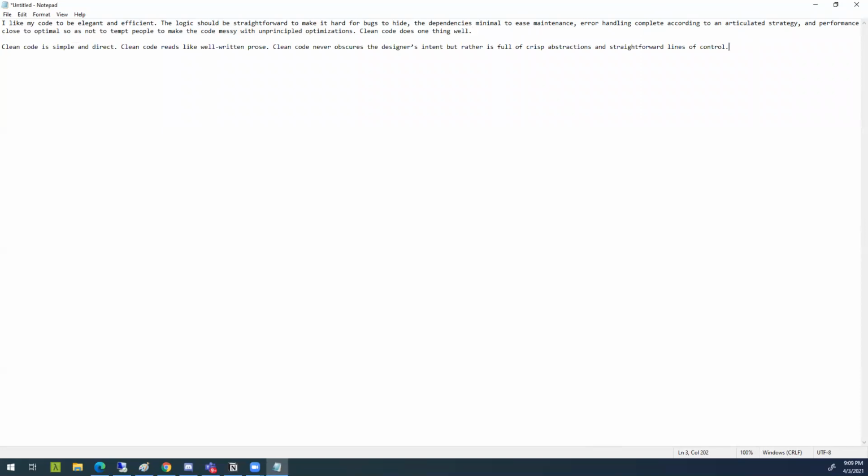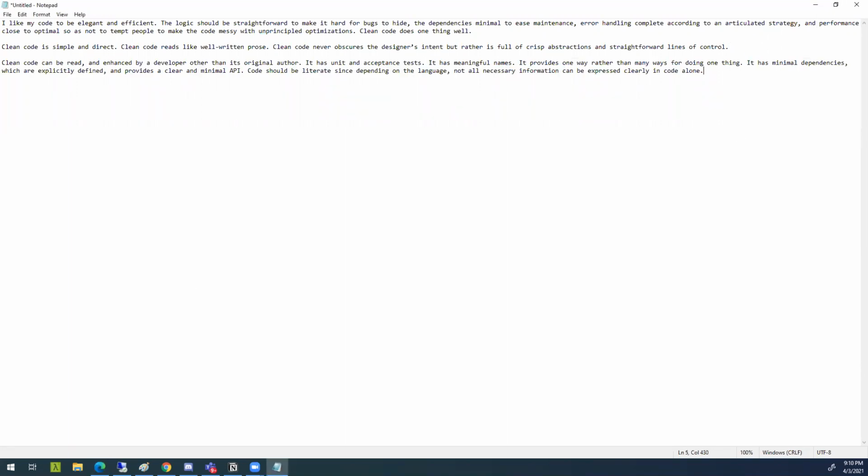Then this is another definition. Clean code is simple and direct. Clean code reads like well-written prose. Clean code never obscures the designer's intent, but rather is full of crisp abstractions and straightforward lines of control. And there are many more. I think we all can read them.